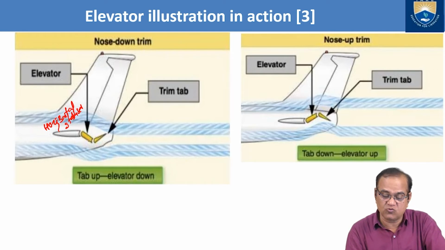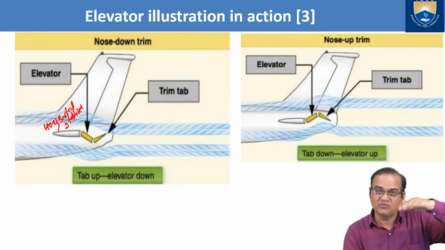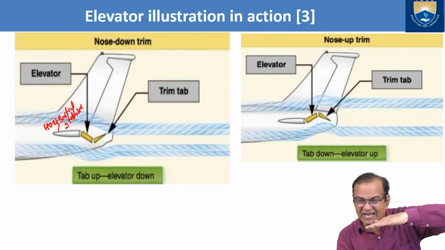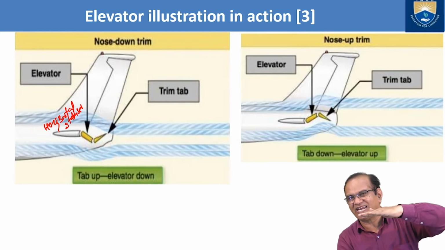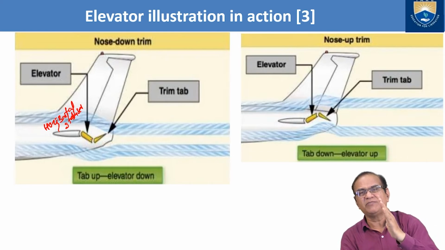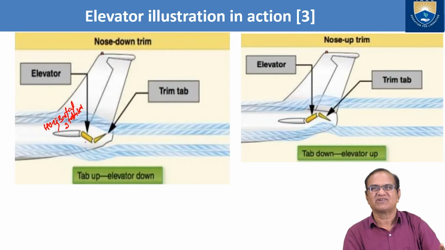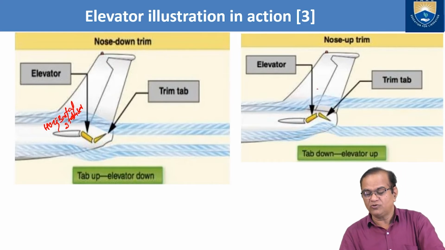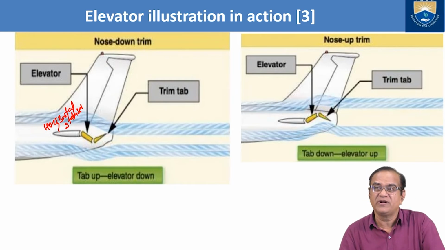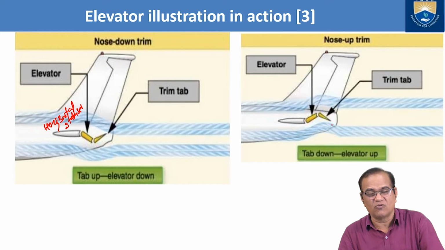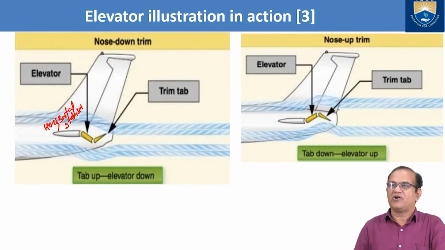When the elevator is going down, the nose will go down, but we have to hold it in that down position. It should fix in that angle. At that time your trim tab will actuate and go opposite and maintain the same condition. And if you want to nose up, the elevator will go up and your trim tab will go down. So that is the importance of the trim tab.